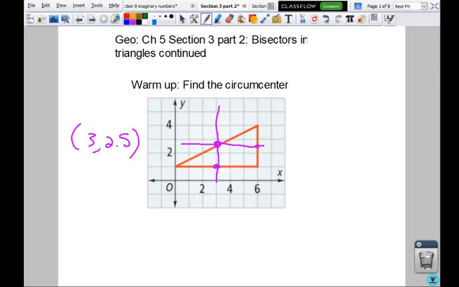It's going to be a little similar to Friday's. For the next 3 lessons, today's and 2 more, we are finding different points inside of triangles. On Friday we found the circumcenter. Today we're going to find the incenter, and I think it's a little easier than our circumcenter.